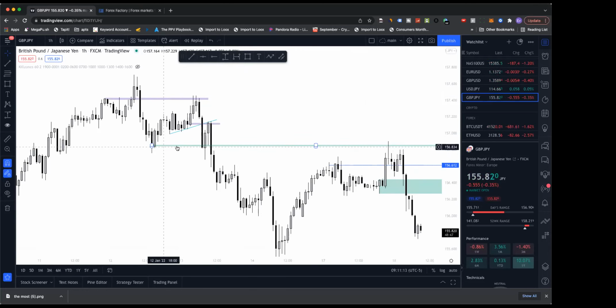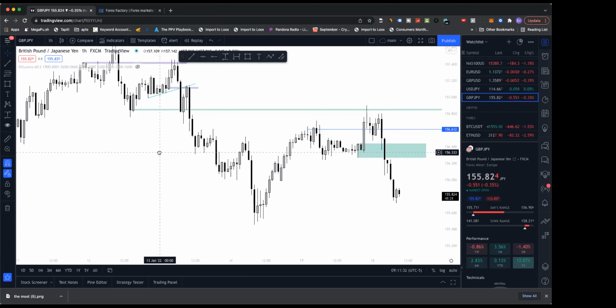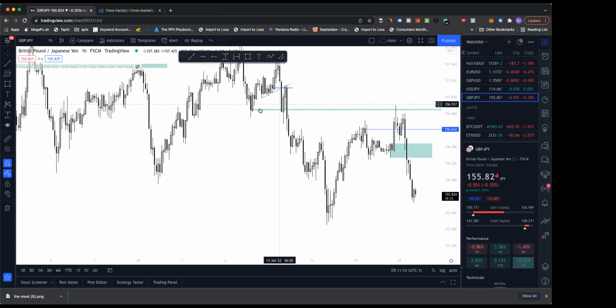What do we have here? SNR 2. Okay, there's resistance, drop base rally, rally base drop, price comes down, and then it returns to the entry point here. Okay, very easy trade.